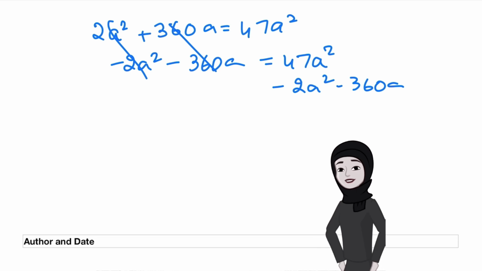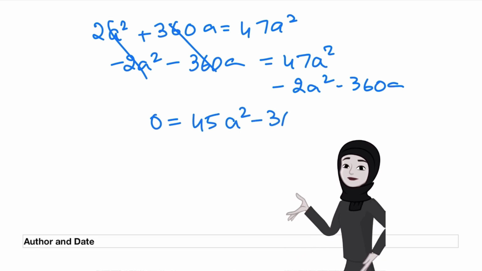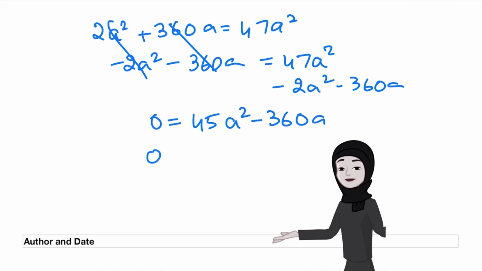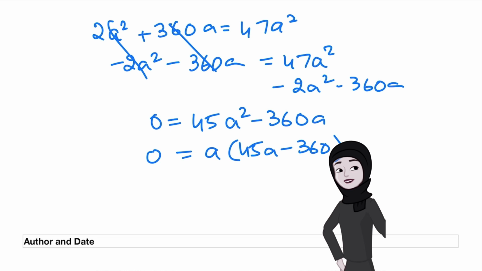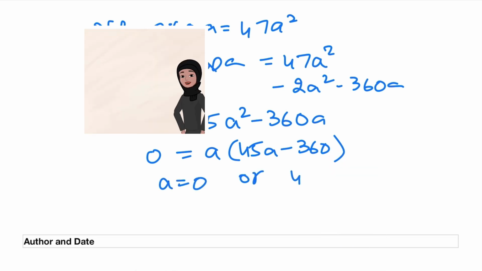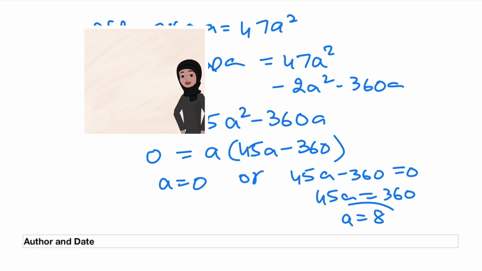this 2a squared and 360a both will cancel out on the right, and I will have 0 is equal to 47 minus 2 is 45a squared minus 360a. And if I take a common, I will have a times 45a minus 360. Applying the zero product property, either a will be equal to 0 or 45a minus 360 has to be equal to 0. Now if we solve for this, 45a is equal to 360. So a will be equal to 360 divided by 45, which is nothing but 8.